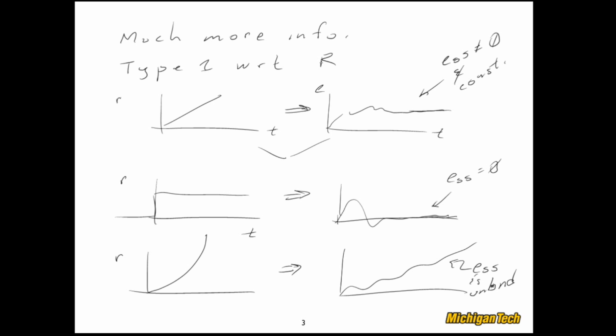Now this example was system type with respect to the reference input, but it's the same idea for system type with respect to the disturbance input. If I had a type 0 disturbance input system, then I know that if I gave it a step input, I would have a constant steady state error. And if I gave it a ramp disturbance input, I would have unbounded error. Lots of information. So let's just summarize that using the variable q for system type.